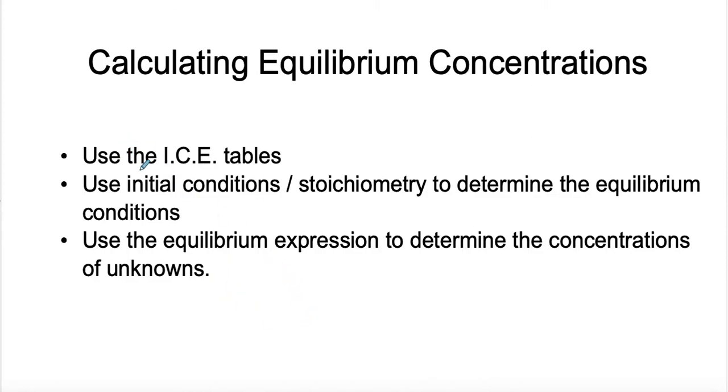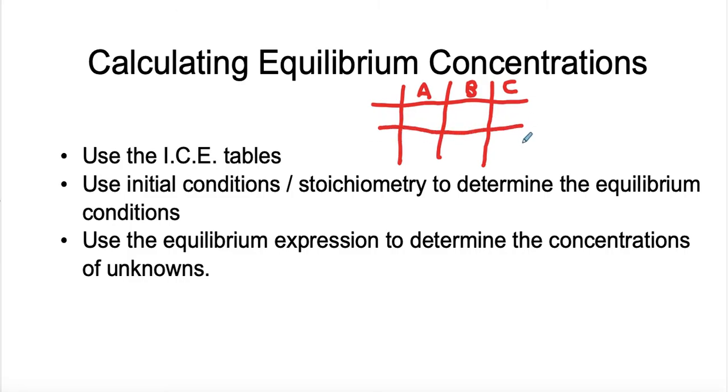All right, here's a big one: using ICE tables and calculating equilibrium concentrations. If you remember an ICE table, let's say chemical A is going to react with chemical B to produce chemical C. Then you have your initial concentrations, your change, and your equilibrium concentrations. Your K is determined by your equilibrium concentration. So this is your ICE table.